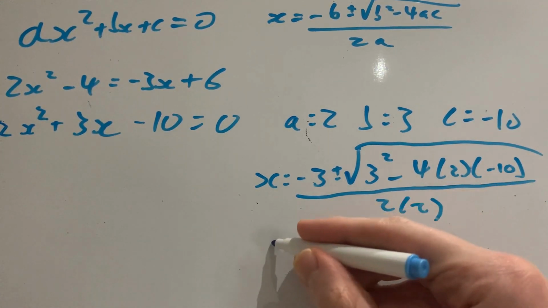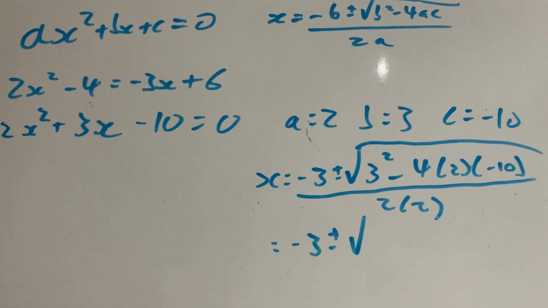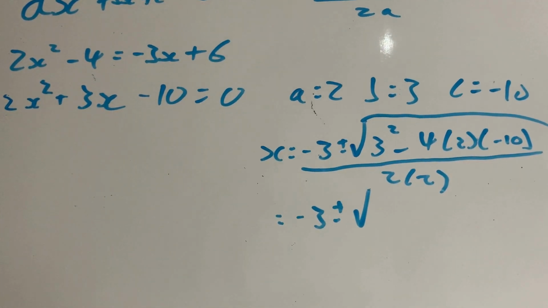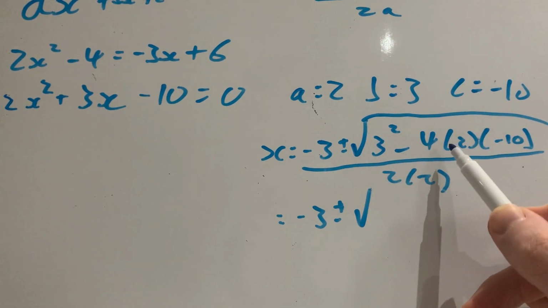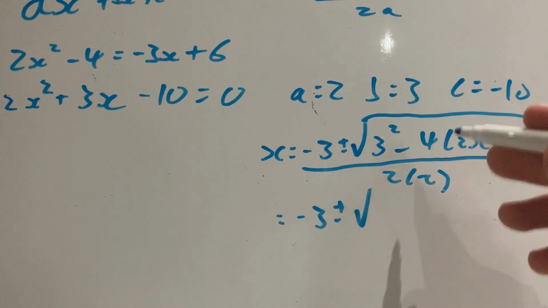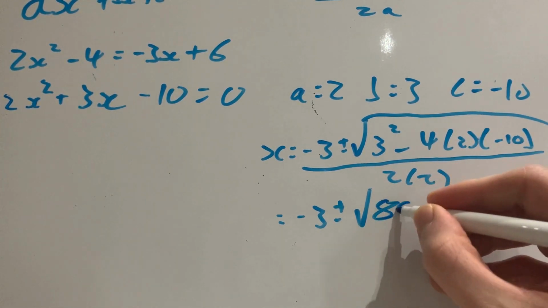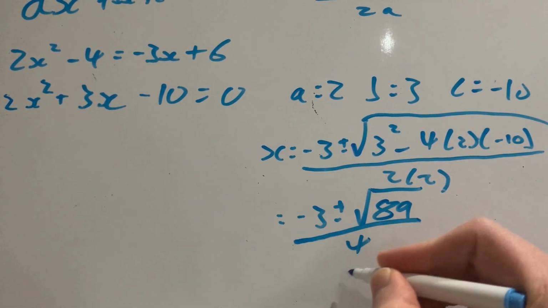And then simplifying that, we're going to have minus 3 plus or minus the square root of, so we've got 3 squared is 9, we've got a negative here, so all of this is going to be plus, and 4 times 2 times 10 is 80. So 9 plus 80 is 89, all over 2 times 2 is 4.